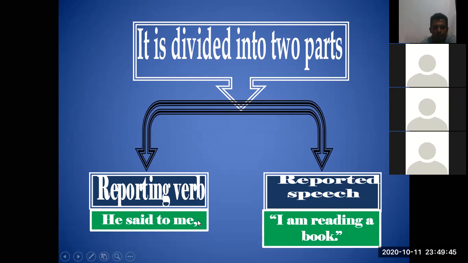Here is an example. He said to me, is called reporting speech, and said to is the reporting verb. Or I am reading a book is called reported speech, and here am reading is the reported verb.